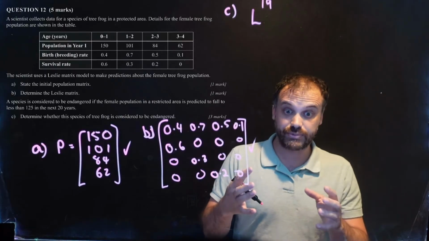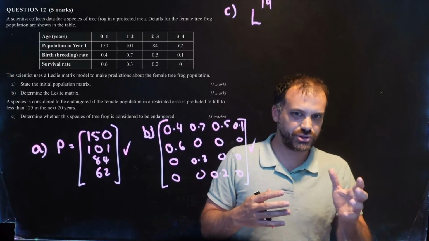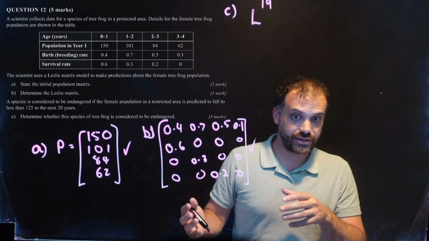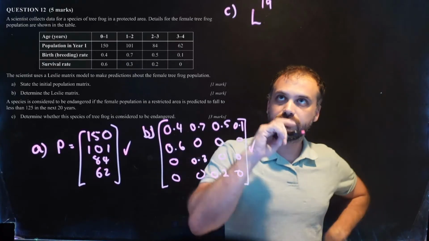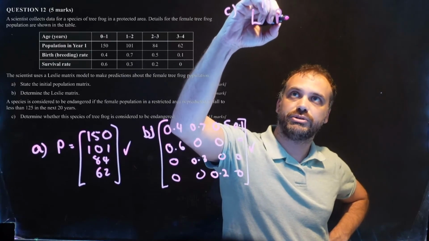The QCAA accepted L to the 20. They even accepted L to the 21. They accepted L to the 18. They accepted all sorts of values here because this was ambiguously worded. Okay, L to the 19 times the population matrix.